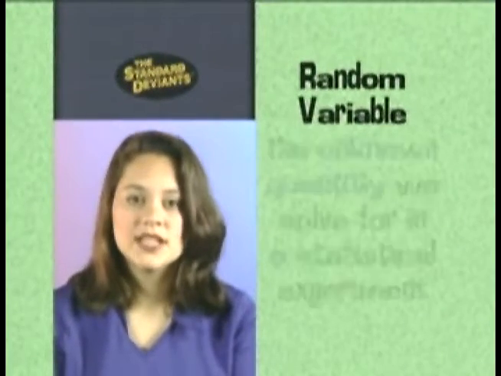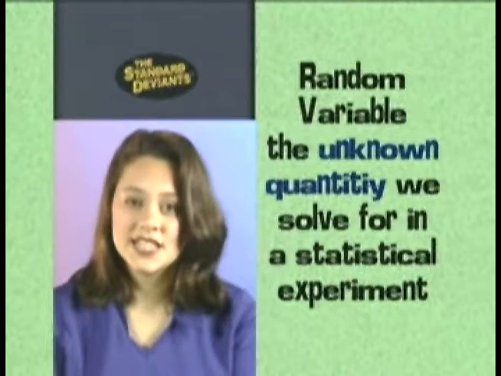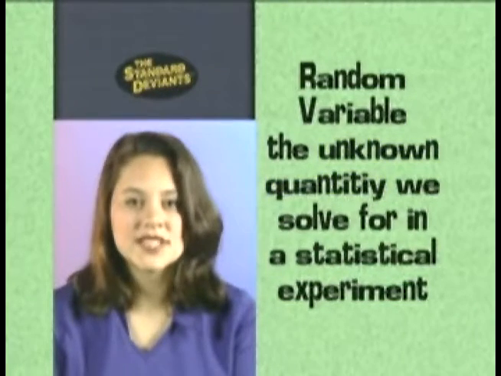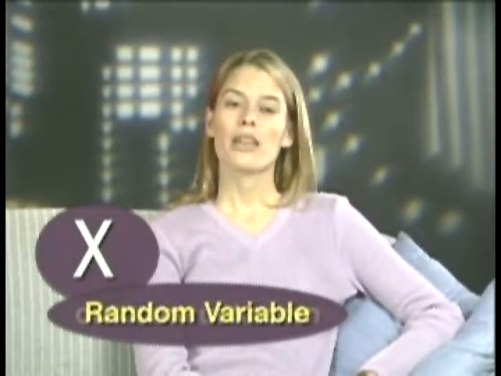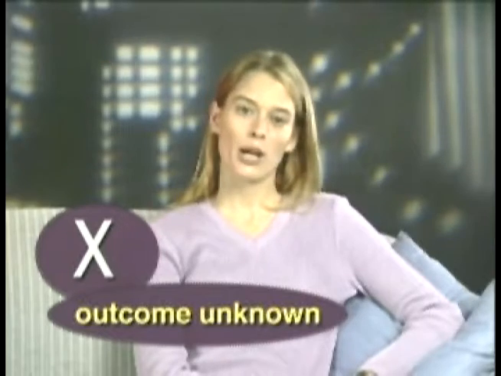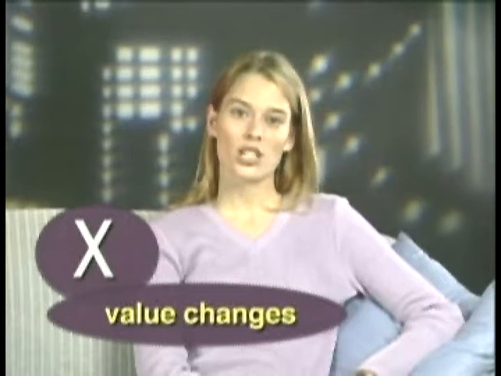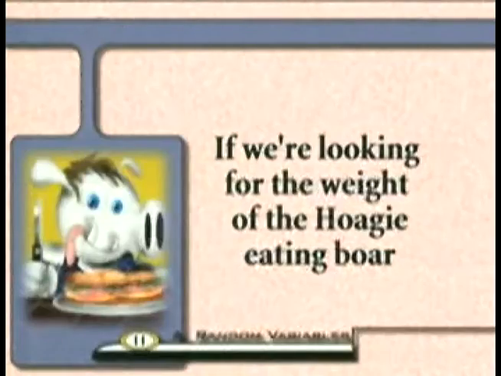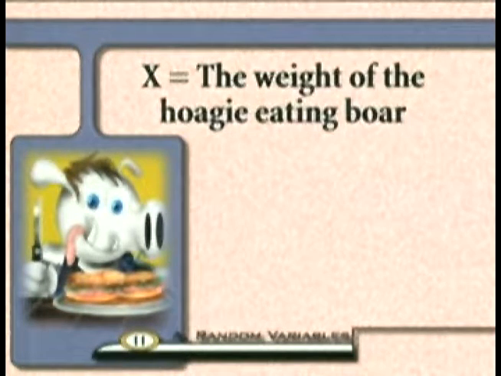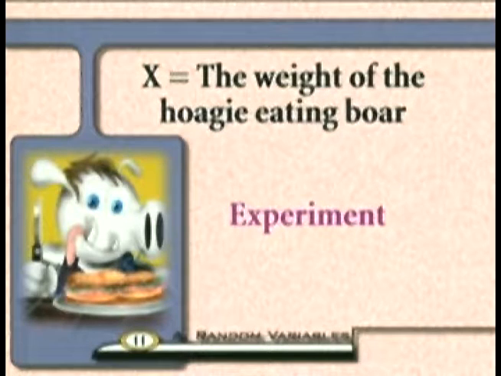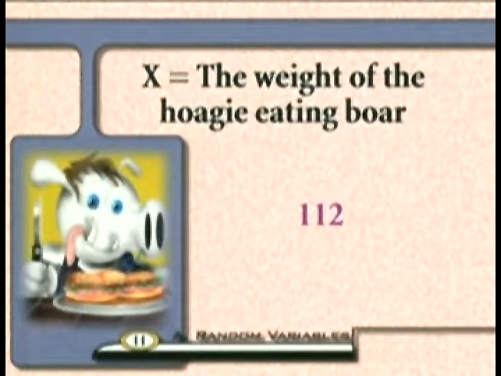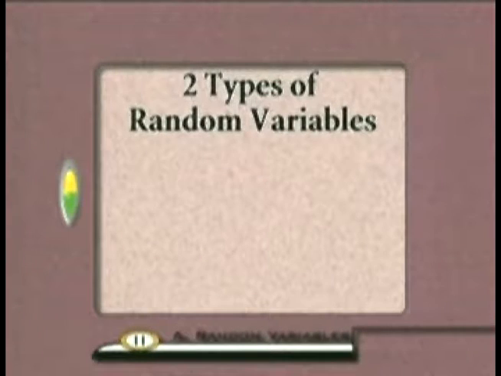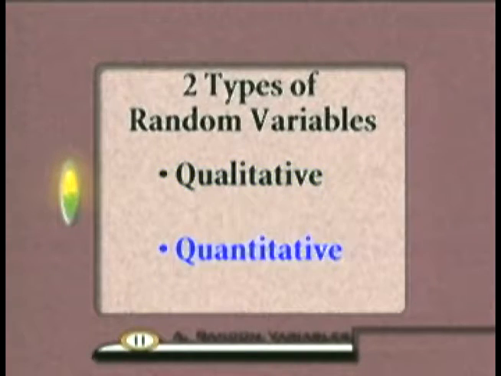A random variable is the unknown quantity we solve for in a statistical experiment, and is generally represented by the letter x. We call x a random variable because its outcome is unknown before the experiment occurs, and its value will change each time we do the experiment. If we're looking for the weight of the hoagie-eating boar, x equals the weight of the hoagie-eating boar. If we do an experiment and find the weight of the boar to be 112 pounds, then x would equal 112.